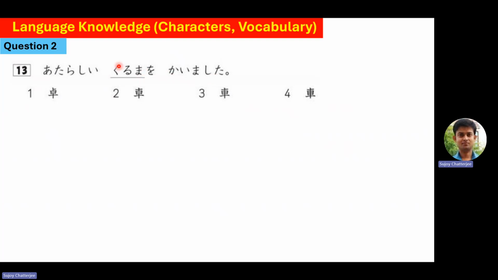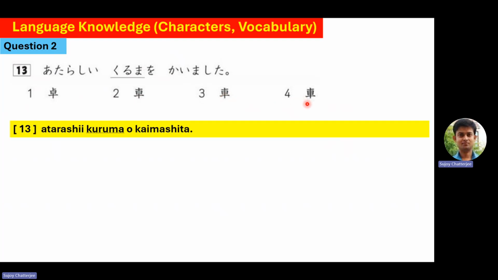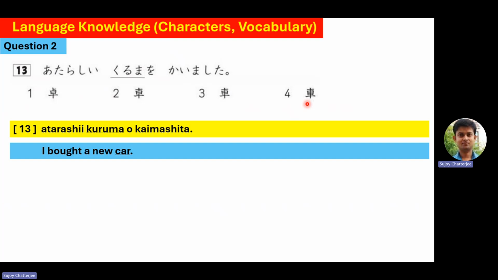So that means kuruma is the underlined word. So you have to find out which of these kanji represents kuruma, that is car. Atarashi kuruma o kaimashita. I bought a new car. And if you look carefully, these are very very close, especially the third and the fourth one, but you should be very careful about how many strokes there are. So the correct answer is 3, isn't it? Yes, it's the third one. This is kuruma.